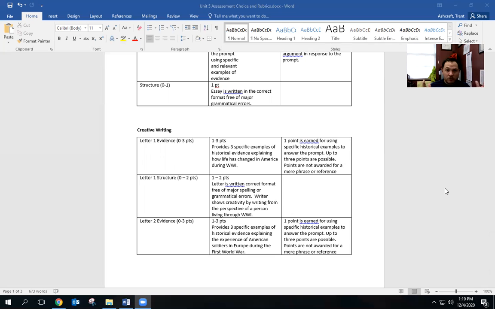Both letters can earn you up to 5 points, 3 for evidence and 2 for the structure. So if we look at letter 1, the evidence provides 3 specific examples of historical evidence explaining how life was changed in America during World War I. So if that first letter is from a person at home working here in the United States and they're affected by the war, they're going to say, here's 3 different areas in which my life has been changed as a result of this war.